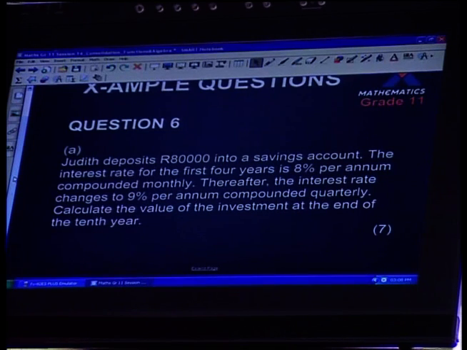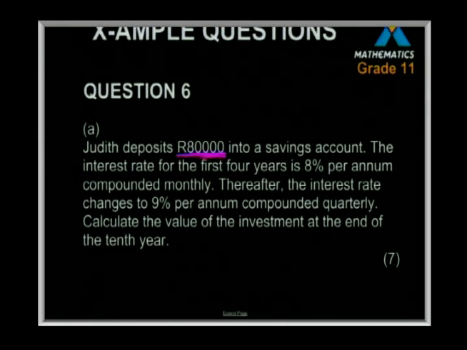Right, let's have a look at our next finance question. Remember, guys, very important that you read it slowly and carefully so that you don't miss any information, and feel free to use your highlighter to underline anything that might be important. Right, so Judith deposits 80,000 Rand into a savings account. So that 80,000 Rand, I would presume, would be my P, my principal or my initial amount. The interest rate for the first 4 years is 8% per annum compounded monthly.